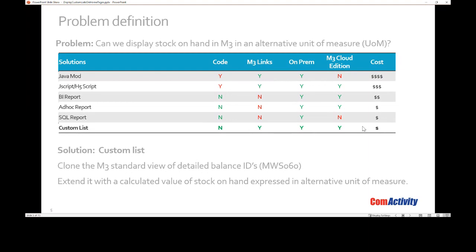So what we're going to do to solve our problem of today is to clone the M3 standard program MWS060, detailed balance entities. We're going to create a new version of that, and we're going to extend it with a calculated field.